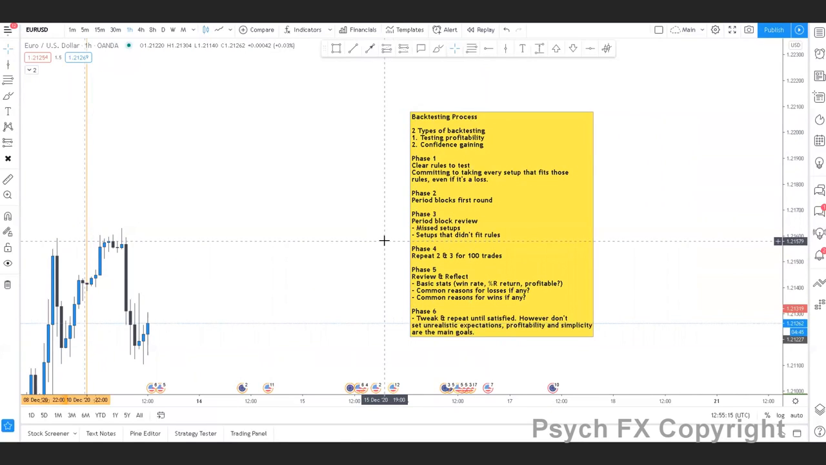This is what makes or breaks your backtesting. It's one of the 2 phases in here that's really, really important, and we'll get onto the next one in a second.